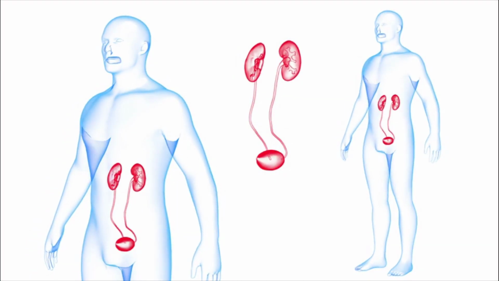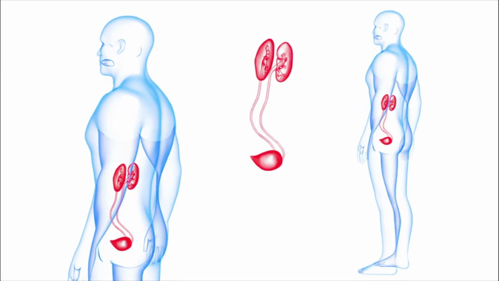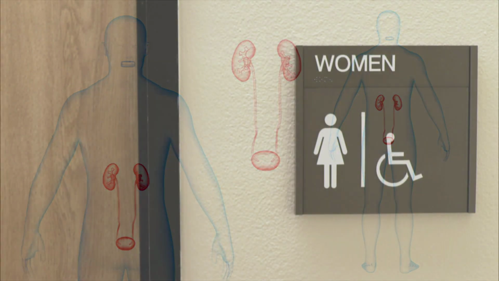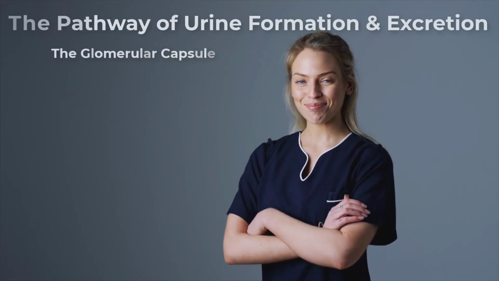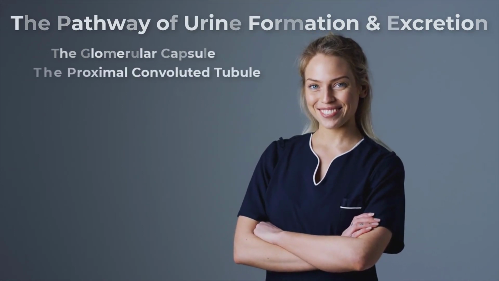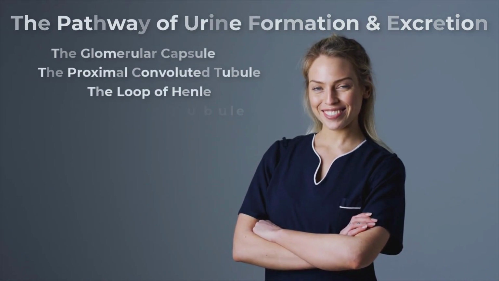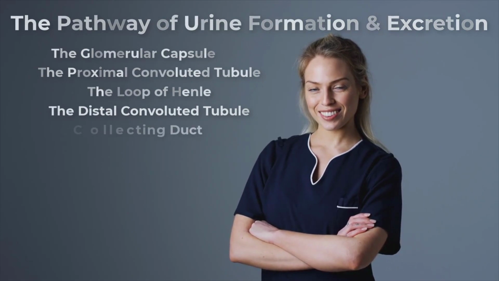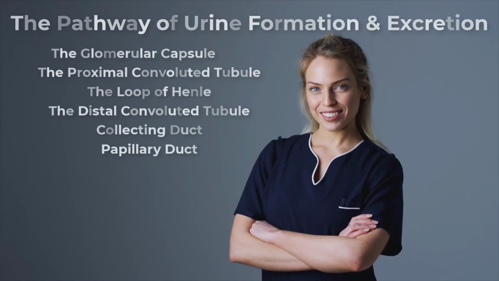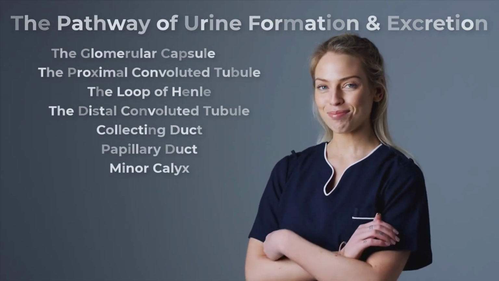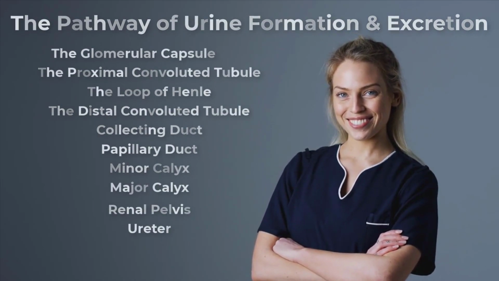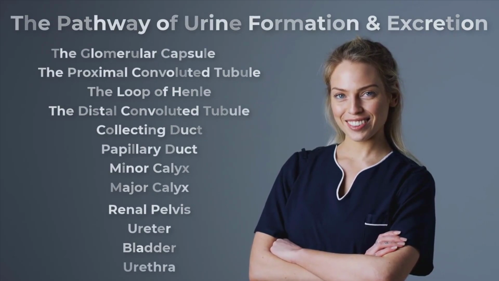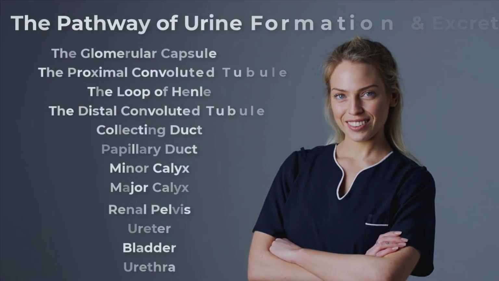The flow of fluid from the point where the glomerular filtrate is first formed to the point where urine leaves the body is: the glomerular capsule, to the proximal convoluted tubule, to the nephron loop, to the distal convoluted tubule, to the collecting duct, to the papillary duct, to the minor calyx, to the major calyx, to the renal pelvis, the ureter, the urinary bladder, and then exiting the body through the urethra.